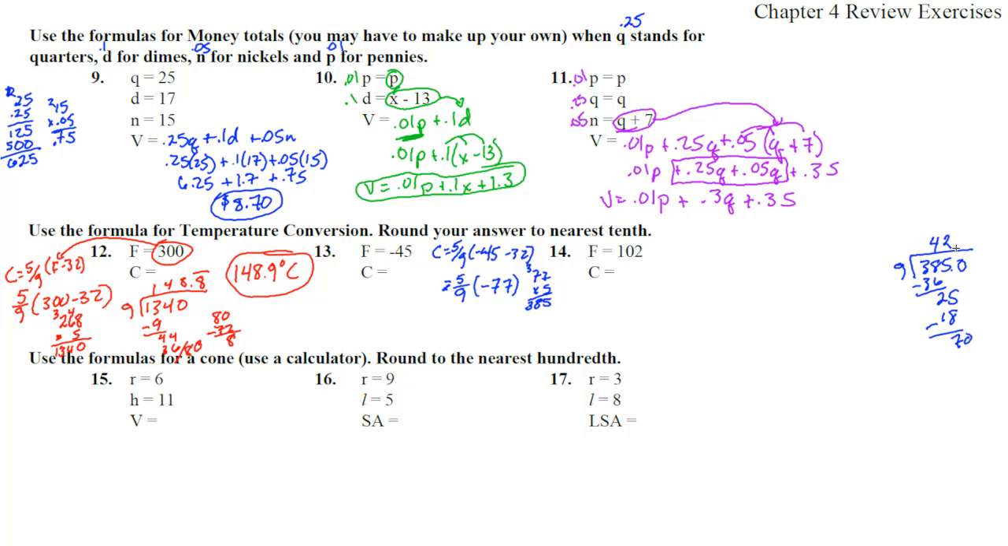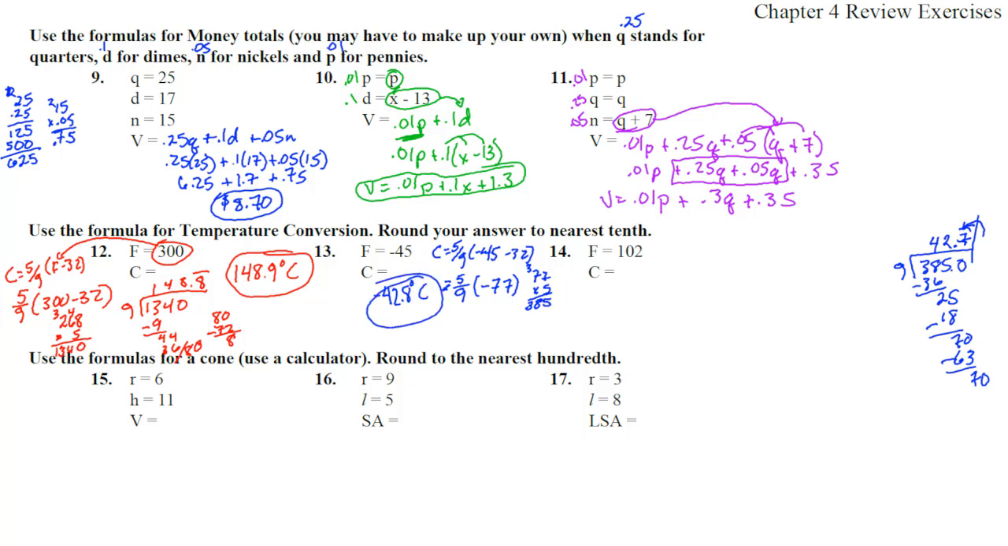9 goes into 70. Not 8, 7 times maybe? 7 times 9 is 63. Subtract and we get a 7. Drop it down, we will repeat. So 0.7 repeater, which means if we round, it'll kick that up to an 8. So we get negative 42.8 degrees Celsius.